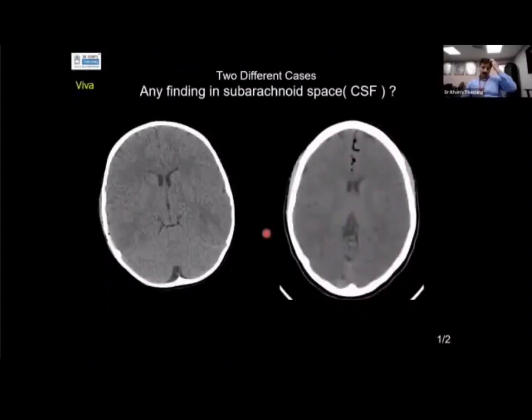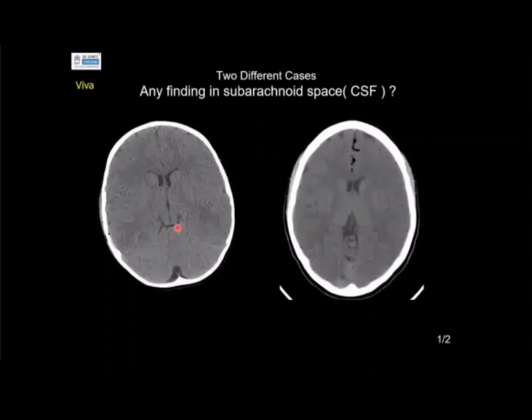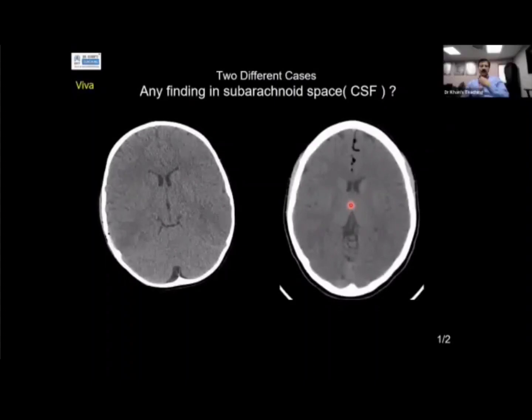Candidate 5. Any findings in subarachnoid space in this case? There is a focus of air in the right temporal region. Yeah, and in this one? Interhemispheric region, in second image. So is it air or is it something else?